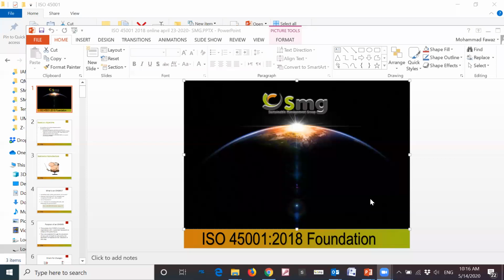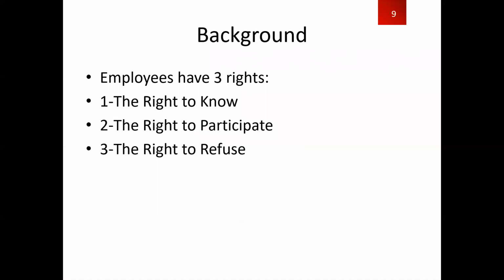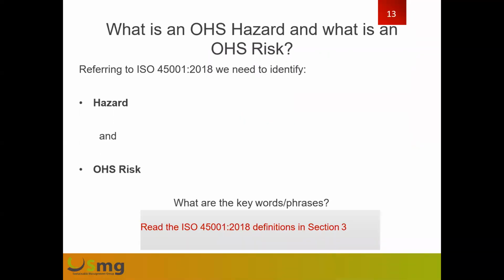So we discussed that already. The benefits, we already saw that. That's great. So the fundamentals of the occupational health and safety management system are based on identifying the hazard, which is the source of the risk, and then identifying the risk related to that hazard. So ISO 45001:2018 is like any other occupational health and safety management system, based on identifying hazards and identifying risk.